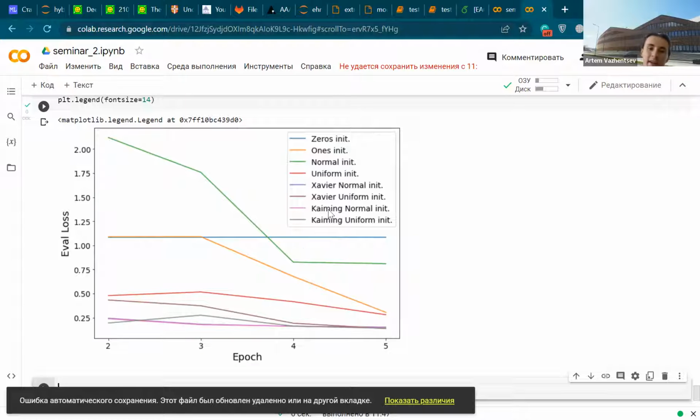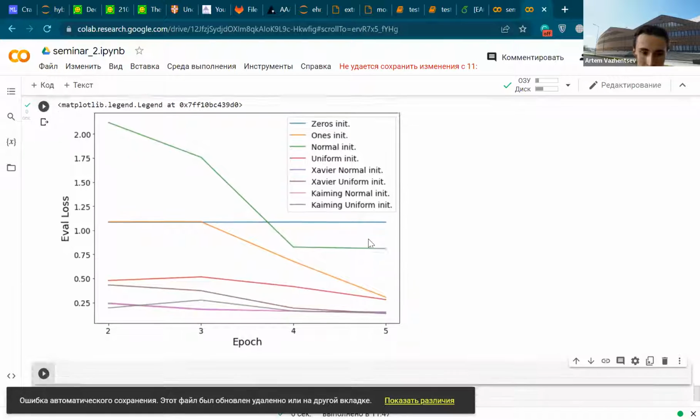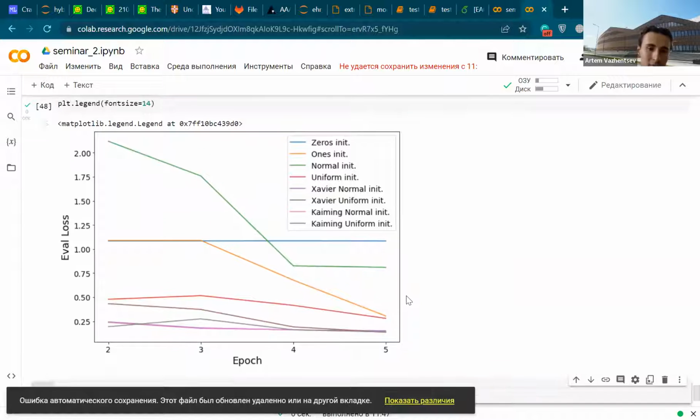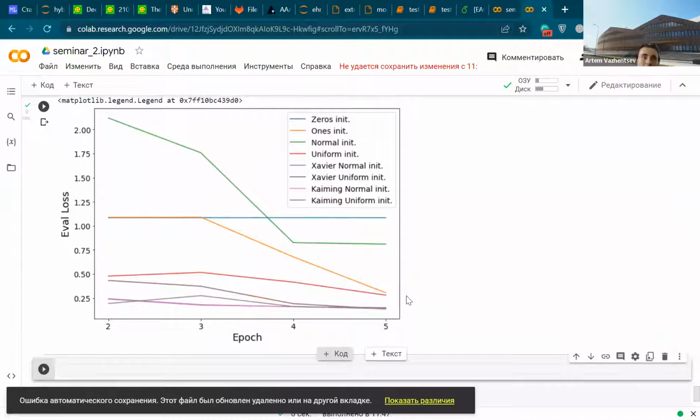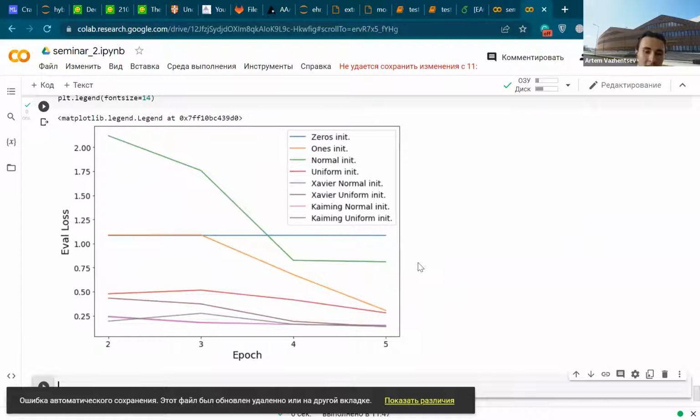Then we can see that Kaiming and Xavier initialization work much better, starting from the first iteration. As a result, we can also see that the two variants of Kaiming initialization work better in the first iteration and in the last iteration too. So it means that we also need to remember what activation function we use, and for this activation function we need to use the proper initialization technique. So I think that's all for today's seminar. If you have any questions about initialization techniques or about special layers, we can discuss it.